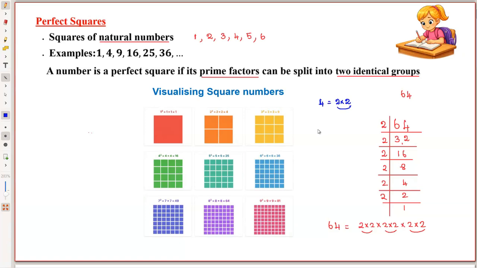Here I have taken 64. So we have to find the prime factors of 64. After finding the prime factors of 64, every number has a group, a pair, or we can say two identical groups. This is one identical group, this also is an identical group, and this also. Or another way we can say a pair. So we can say 64 is a perfect square number.